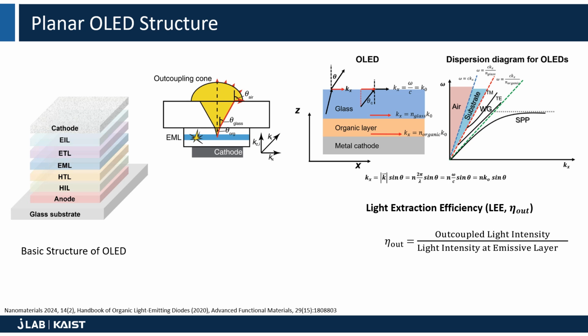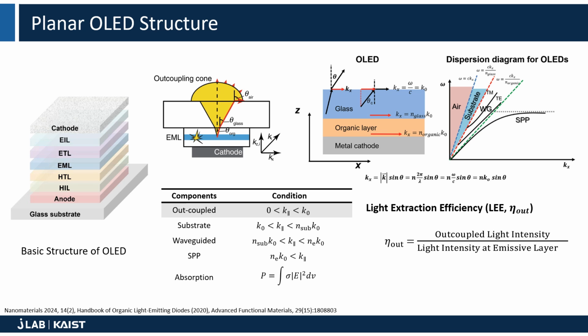Otherwise, the light is trapped in substrate mode, waveguide mode, or surface plasmon polariton modes, depending on its wave vector. Given that the refractive index of the organic layer is around 2, the outcoupled light portion in a typical planar OLED is less than 25%. This low efficiency drives researchers to optimize the device structure to improve LEE. Accurate LEE calculation is essential for this optimization process.